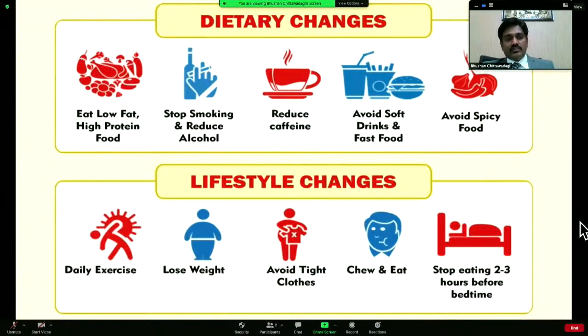Lifestyle changes are also advised, such as daily exercise. You have to lose weight. See, obesity was one of the reasons, so we have to lose the weight and avoid tight clothes. You have to chew well and eat well. So all these lifestyle changes will be advised.